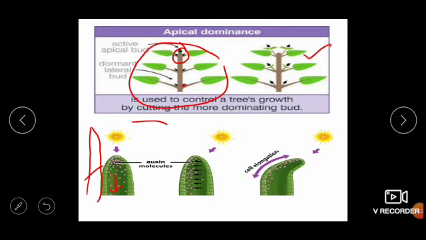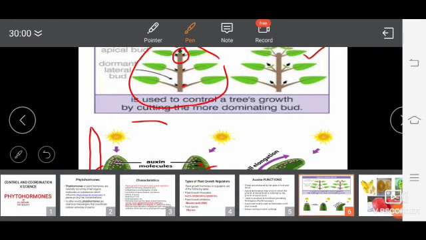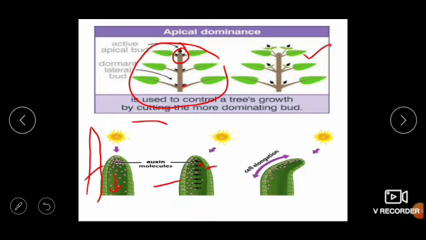Now what happens if the light comes from a side? Unilateral means from one side. The auxin which is produced in the presence of light, what will happen? This is the lighter side and this is the dark side. The auxin will be produced over here and it will start moving towards the darker side. And when it goes to the dark side, what happens?